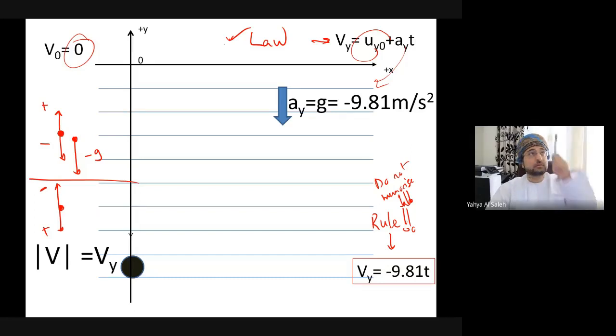This is plus, this is minus. My ball is still going downwards this way. What is my acceleration then? No one's writing.